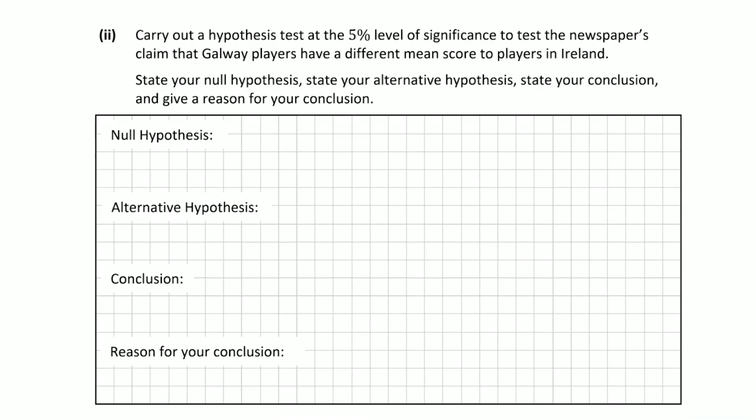In the next part of this question, we're dealing with hypothesis testing. It asks us to carry out a hypothesis test at the 5% level of significance to test the newspaper's claim that Galway players have a different mean score to players in Ireland.